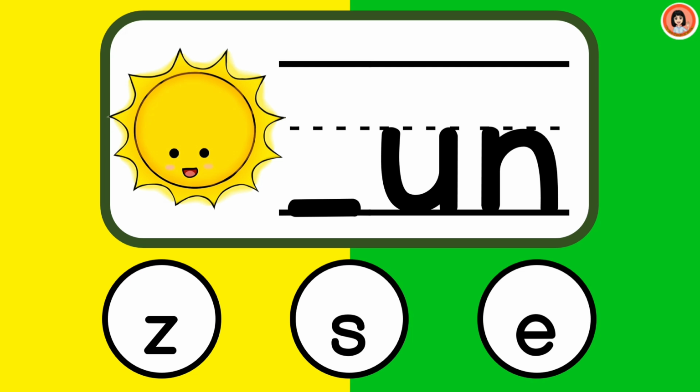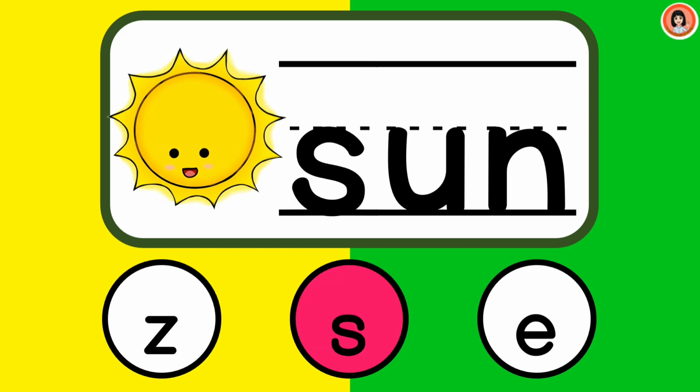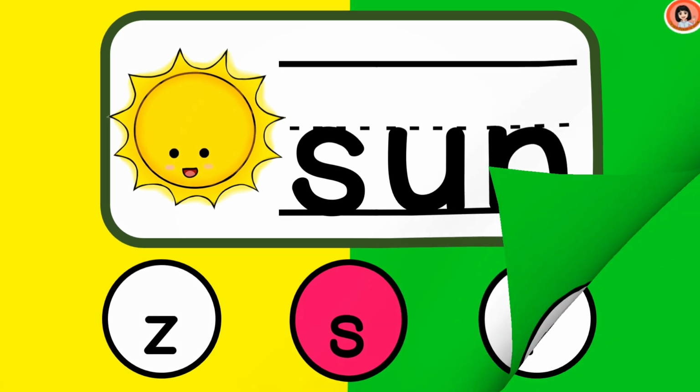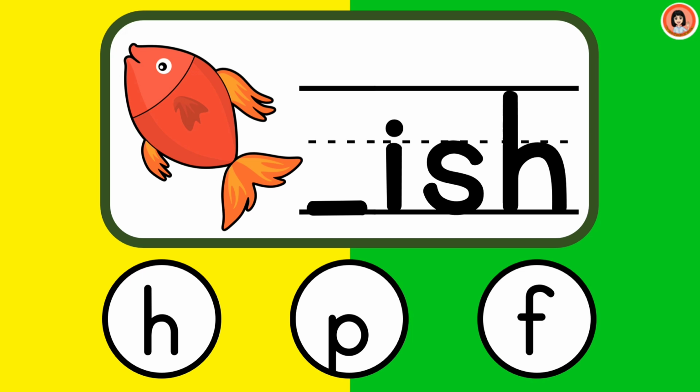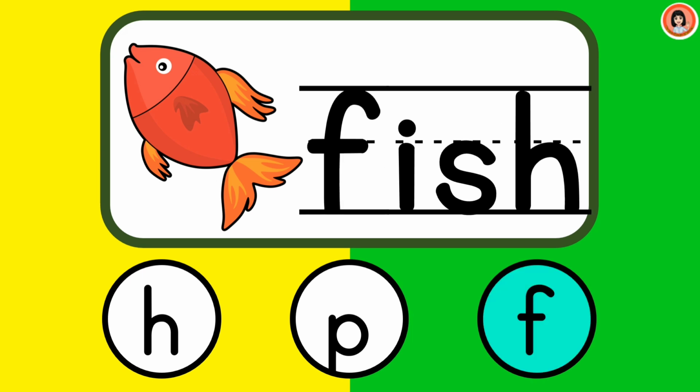This is the sun. Very good. What is the beginning sound of the word sun? Is it z, s, or e? The correct answer is s, sun. This is a fish. Very good. What is the beginning sound of the word fish? Is it h, p, or f? The correct answer is f, fish.